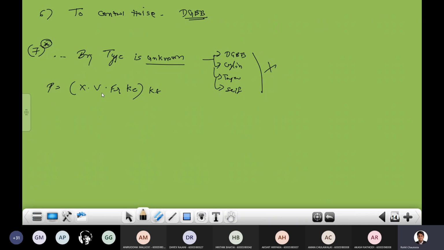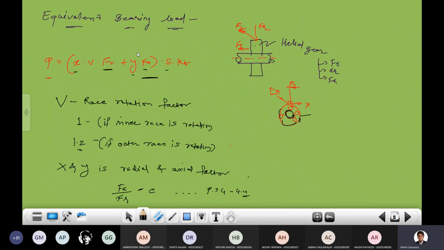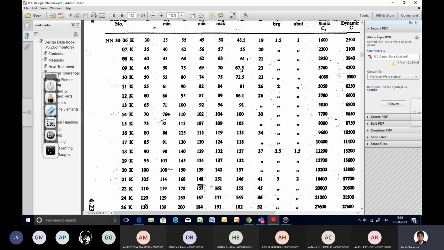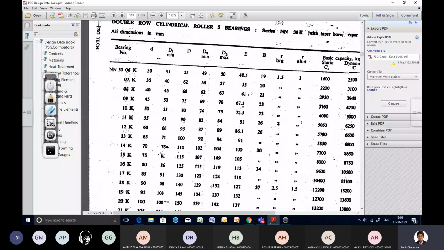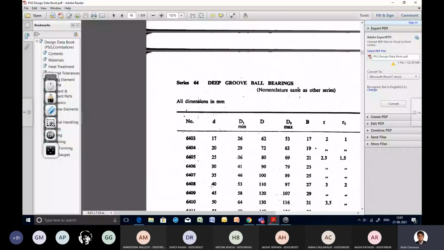Now, sir, this formula and this formula, both formulas are different. If you see here we have X and Y. This X and Y parameter is nothing but the radial and axial parameters. And this parameter we can calculate only if we know the type of the bearing. So यहाँ पे if you know the type of the bearing, then only you are able to apply this formula. Because from the PSG, when you refer to these values of X and Y, I can refer to them only when we know the type of the bearing.